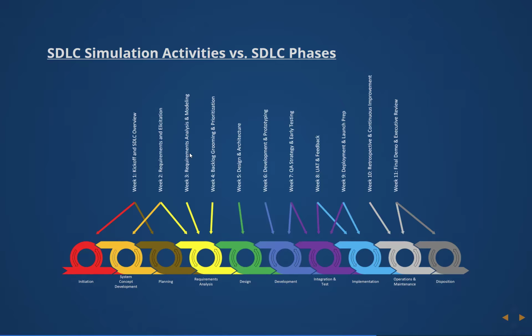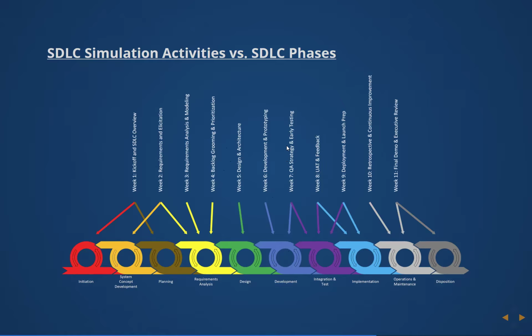So in week 3, we went through requirements analysis and modeling, so that obviously involved requirements. Then we got to the backlog grooming and prioritization. Again, that's requirements. Then we did design, that's a straight one-to-one. Then we did development and prototyping, so that's obviously development.